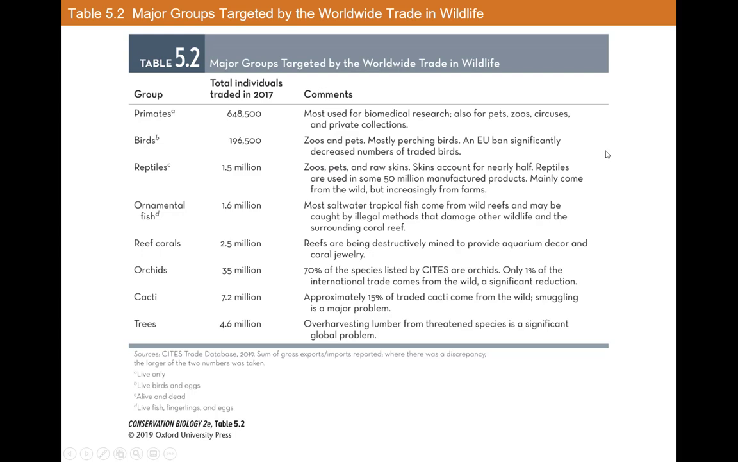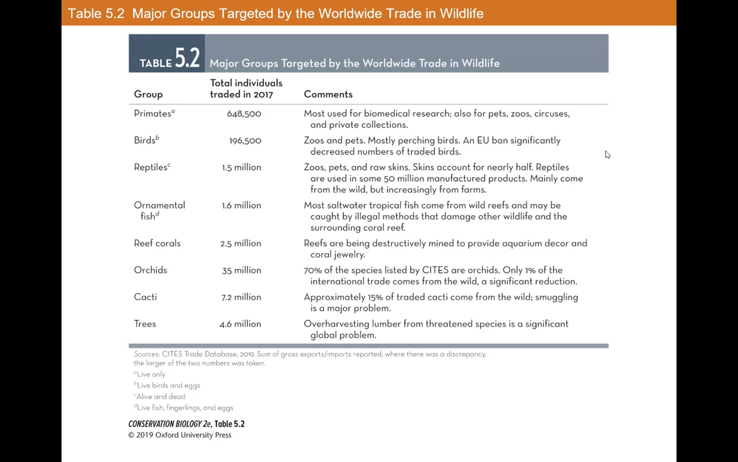Now there are species, though, that are in the commercial trade, and some of it is black market, and some of it is legal trade. And these are some of the species of conservation concern in large groups: primates, birds, reptiles, ornamental fish, coral reefs, orchids, cacti, and trees that are in the trade.